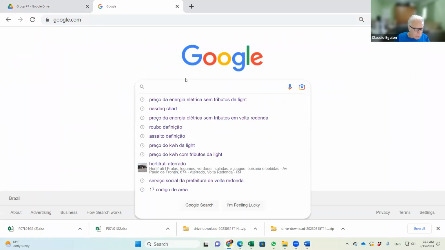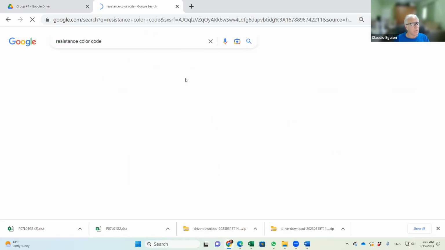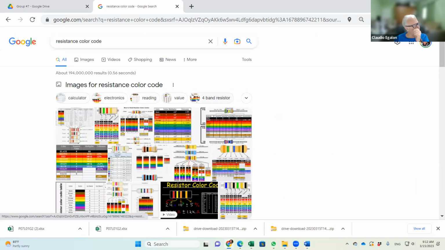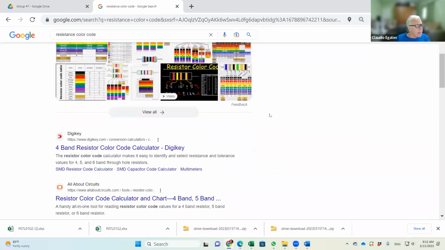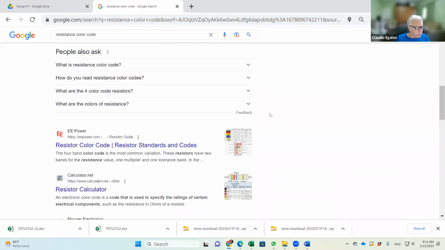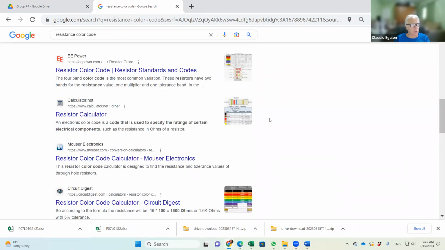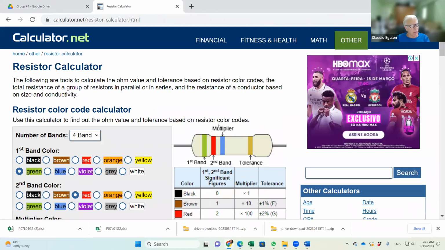Let's go there. Resistance color code. Right in here. Anywhere you go on the internet, you're going to find the color code of the resistance. But let's look at the resistors first. You have already seen pictures of resistors. Here is one. Here's how a resistor may look. Those things can be very small or very large.